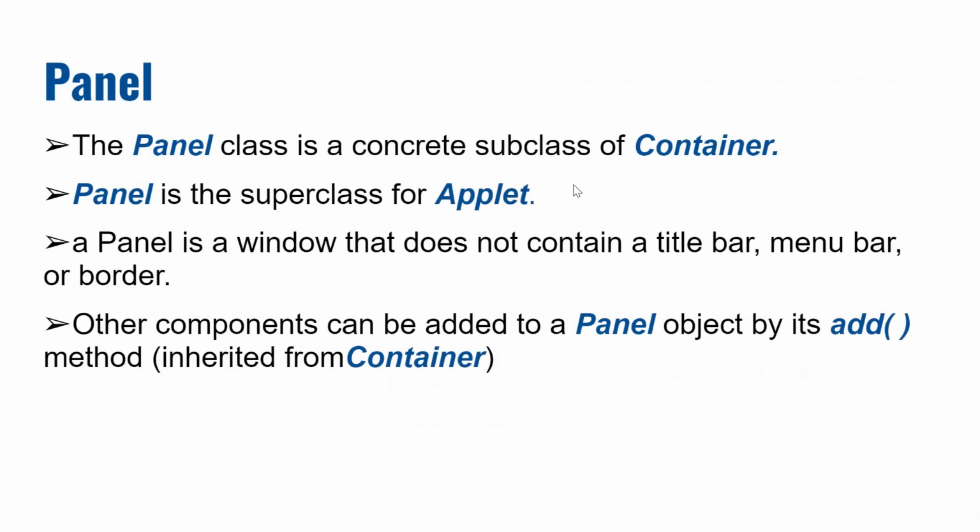If we know about Component and Container, then the third subclass is Panel. Okay, so the Panel class is a concrete subclass of Container. Panel is a superclass for Applet. And a panel is a window that does not contain a title bar, menu bar, or borders. Other components can be added to a Panel object by its add method inherited from Container.